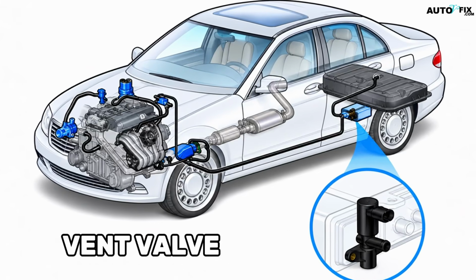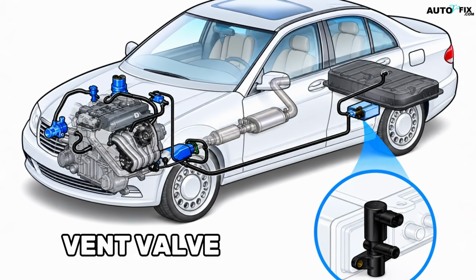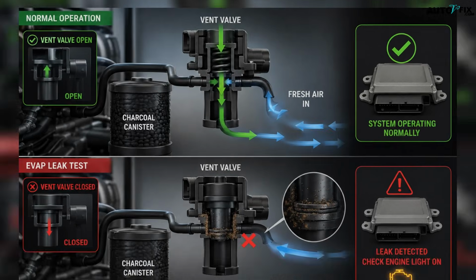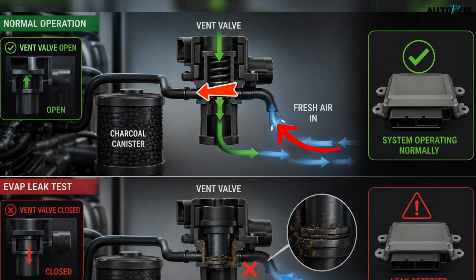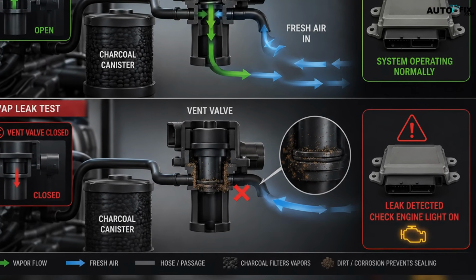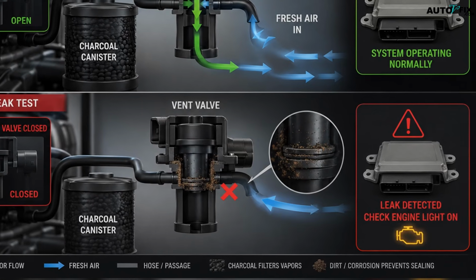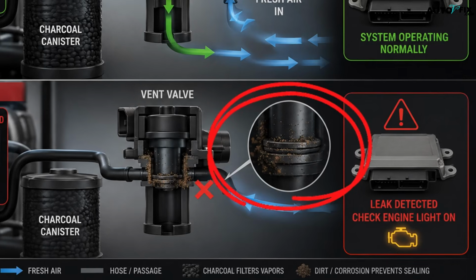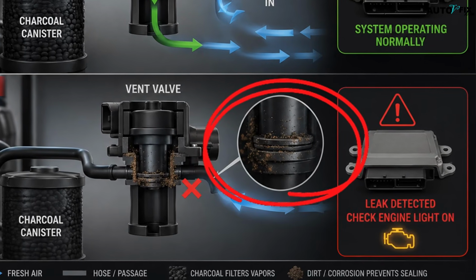The vent valve is just as important, but it's often overlooked. Think of it as the system's doorway to the outside air. During normal operation, it opens to allow fresh air into the charcoal canister. During the EVAP leak test, however, it must close completely. If dirt, corrosion, or debris prevents it from sealing, the computer interprets that as a leak.